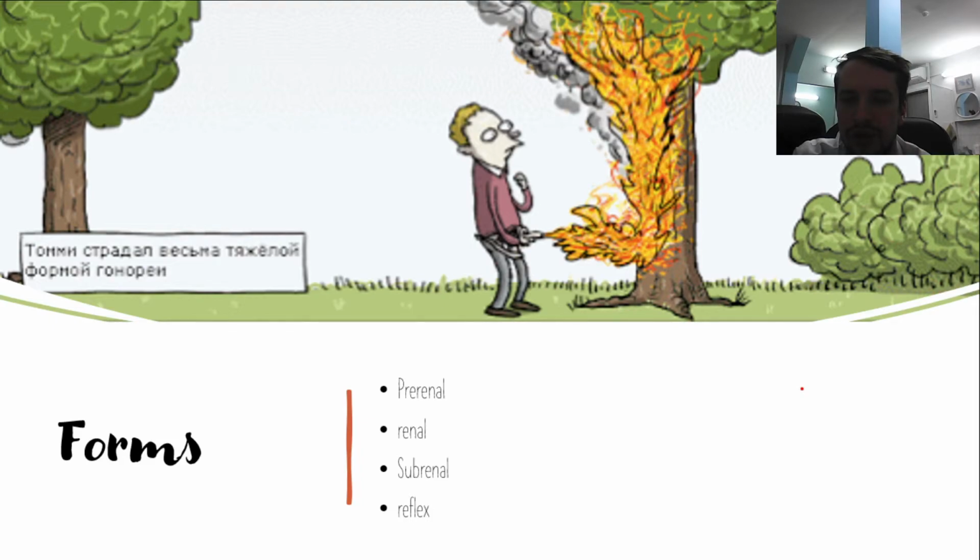Renal, resulting from damage to the renal parenchyma in glomerulonephritis, intoxication, poisoning with poisons. Subrenal, caused by a violation of the tumor.